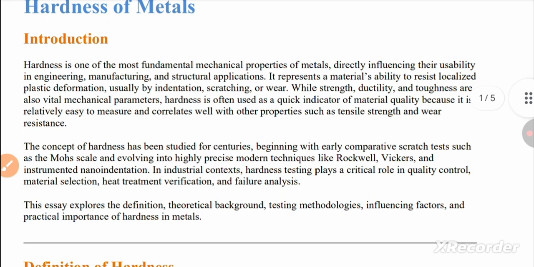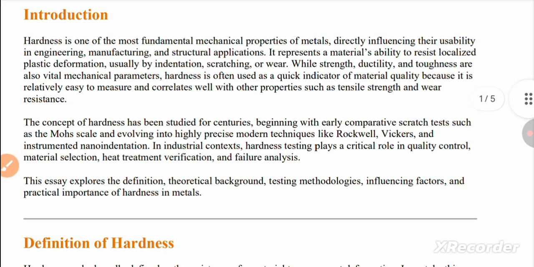Hardness is often used as a quick indicator of material quality because it is relatively easy to measure and correlates well with other properties such as tensile strength and wear resistance. The concept of hardness has been studied for centuries, beginning with early comparative scratch tests such as the Mohs scale and evolving into highly precise modern techniques like Rockwell, Vickers, and instrumented nano indentation.